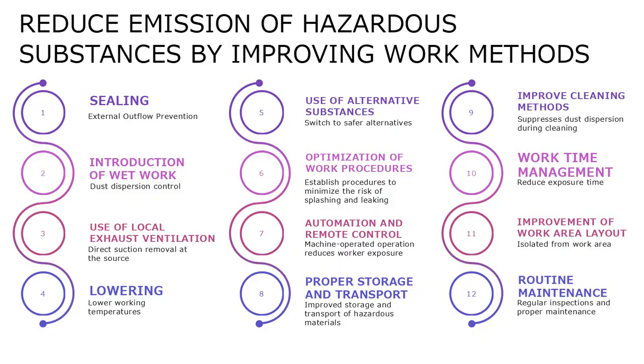The next step is to improve the layout of the workplace. Work areas where hazardous substances are handled should be isolated from other work areas and appropriately spaced to reduce the impact on other workers. Finally, regular inspection and maintenance of facilities and equipment. Regular inspections and maintenance are performed to prevent leakage of hazardous substances due to malfunctions. Together, these methods can significantly reduce the concentration of hazardous substances in the work environment and mitigate worker health risks. These measures also improve work efficiency, contributing to both occupational health and productivity.